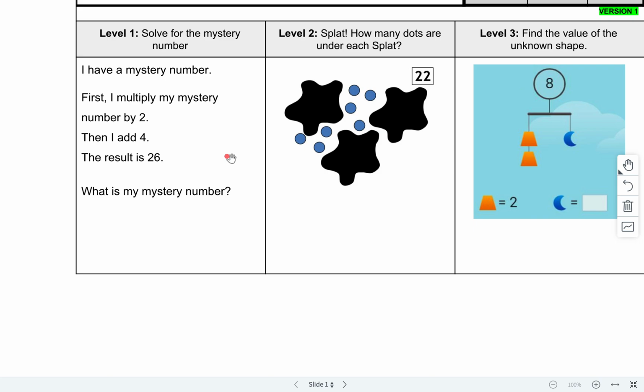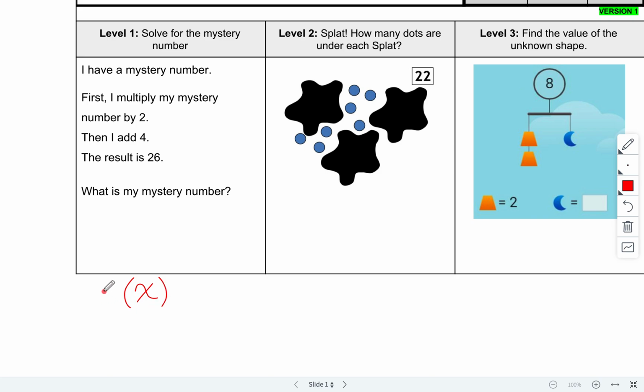Okay, let's start off with level one. We're solving for a mystery number. So it says, I have a mystery number. First, I multiply my mystery number by 2. So I'm going to go ahead and I like my mystery numbers to just be a very simple variable. Let's go with x. And then it says, my mystery number is multiplied by 2.